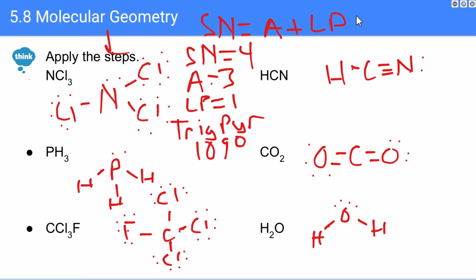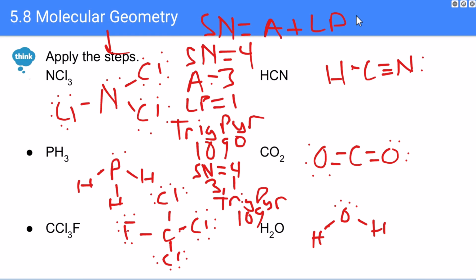It's a set of steps, just like everything else that we've done. PH3 is in a very similar vein here because its steric number is also 4, right? You have 3 atoms that are attached and a lone pair, so the steric number is 4. It's 3 and 1, just like the last one, 3 atoms and 1 lone pair, so it's the same. It's trigonal pyramidal and a bond angle of 109 degrees.